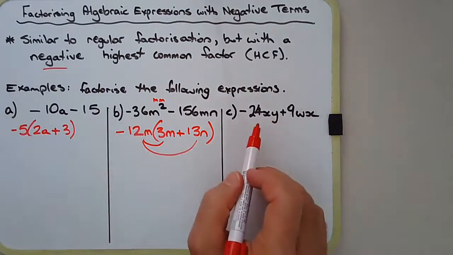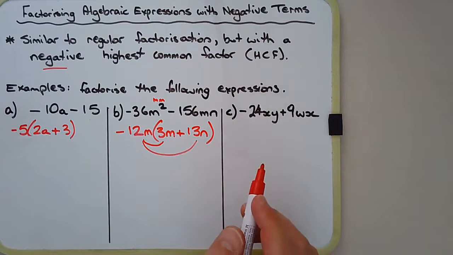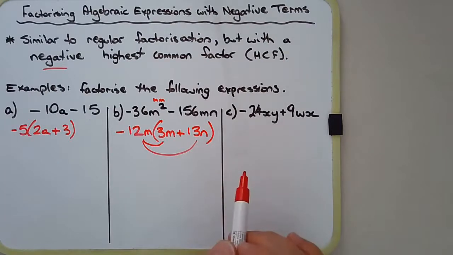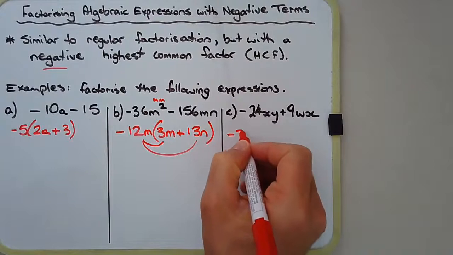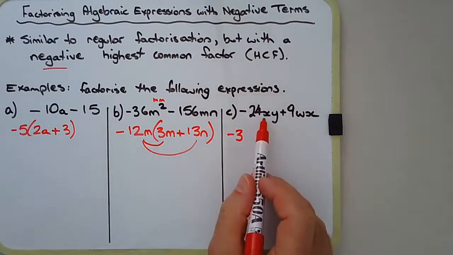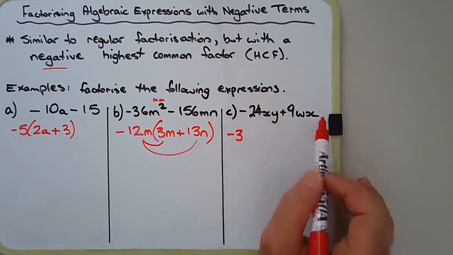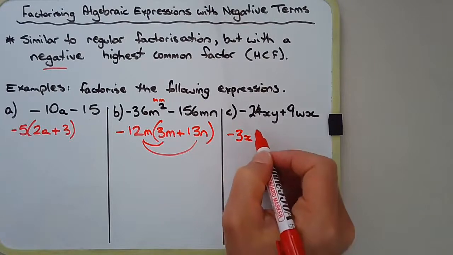Let's think of the highest common factor of 24 and 9. Maybe 3. In fact, 3 is probably the only one that would go into 24 and 9. There's nothing else there that I can think of. So we can take out 3. We're going to take out negative 3. And also, we can see that there's a variable x in the first term and an x in the second term here, so we can take out the x as well.